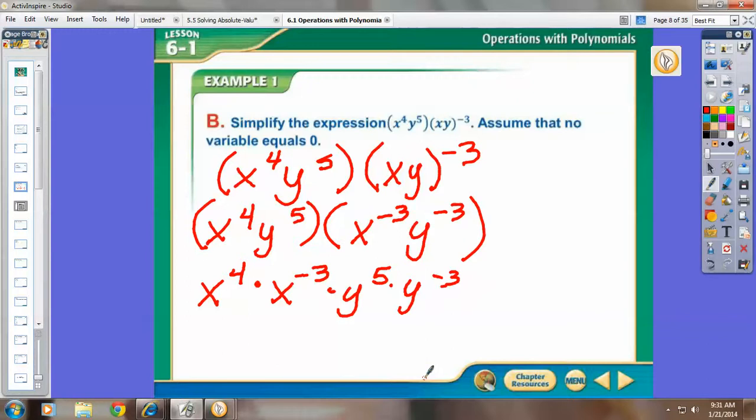When we're multiplying our bases, what happens to our exponents? Add them. 4 plus a negative 3 is 1. So we have x to the 1st power. Y to the 5 plus negative 3 is 2. So we have x to the 1st, y squared, or really just x, y squared.